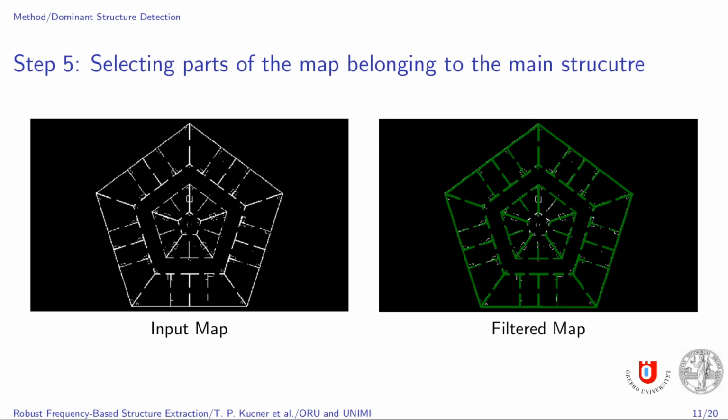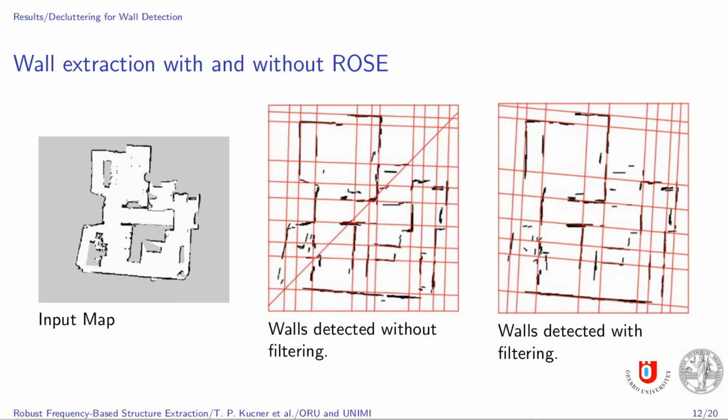Such behavior shows that not only random clutter will be removed, but also the elements of the environment that are not crucial for the structure of the environment. Now, let us discuss the practical implications of the map filtering. We'll focus on the problem of room segmentation.